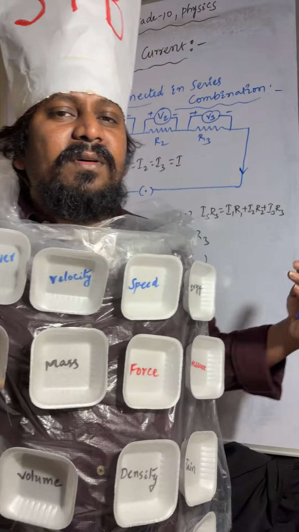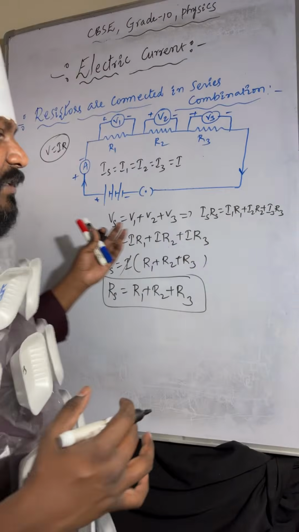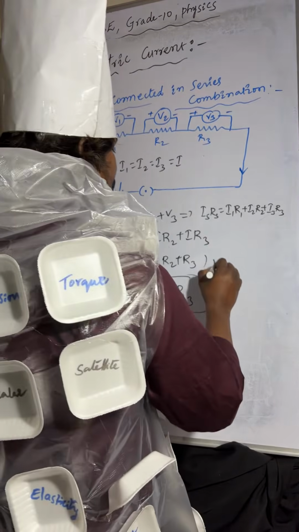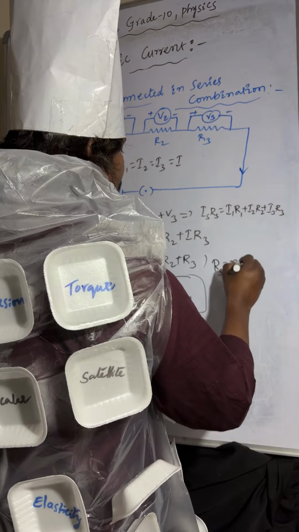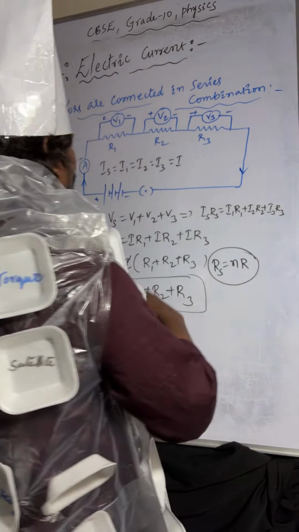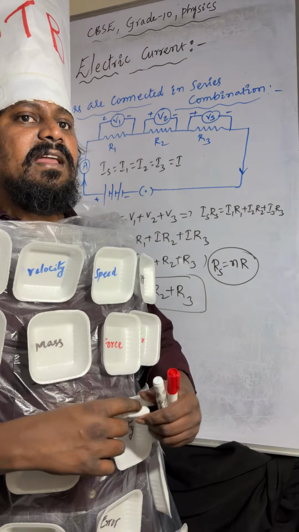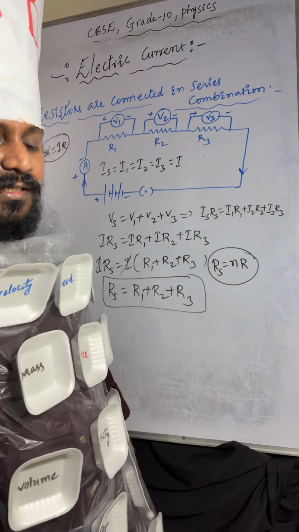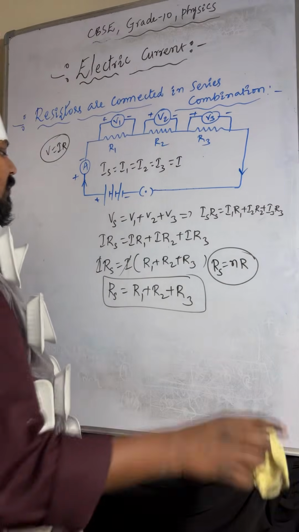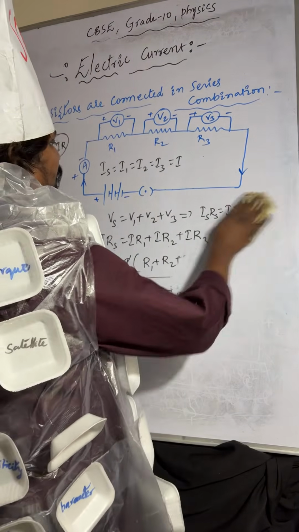If n number of resistors are connected in series combination, Rs equals nR. I hope it is very clear. So if resistors are connected in series combination, this is the formula. Now I will discuss resistors connected in parallel combination.